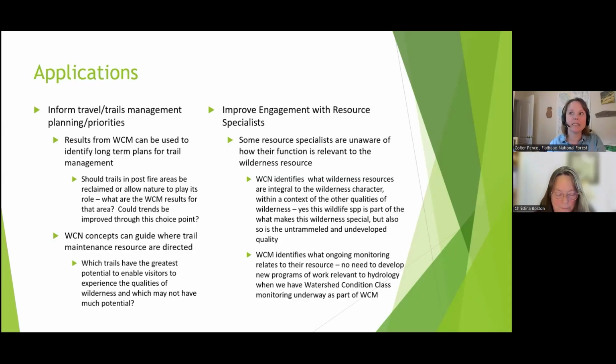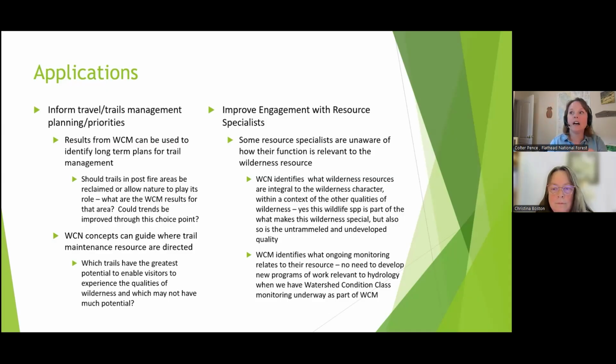Wilderness character monitoring baselines can be used to identify maybe long-term plans for wilderness trails management. Should a trail in a post-fire area be reclaimed and restored on the landscape, or should nature be allowed to play its role? Wilderness character monitoring could inform that. And maybe we have too many encounters with other visitors, too much trail density, and that's counterintuitive to our undeveloped quality or solitude quality. So we know that is an issue from wilderness character monitoring, so we're going to change how we manage those trails going forward.